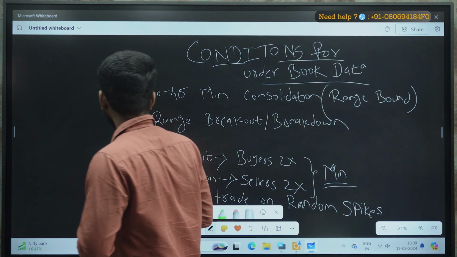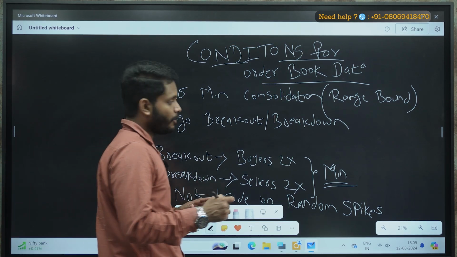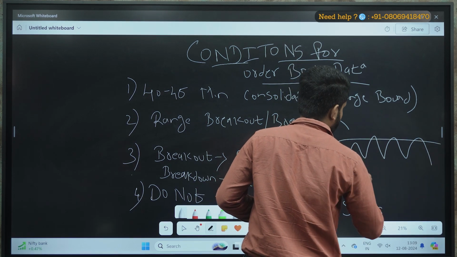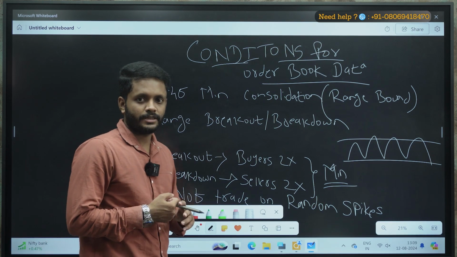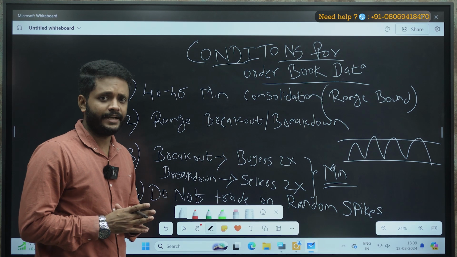So what are the 4 points? The first point is I need a consolidation range, that is a range bound move. Say for example the market is moving like this. Okay, so the market is moving in a range. This is what I am expecting. The market should be range bound, and this is purely a scalping strategy, purely an intraday strategy.